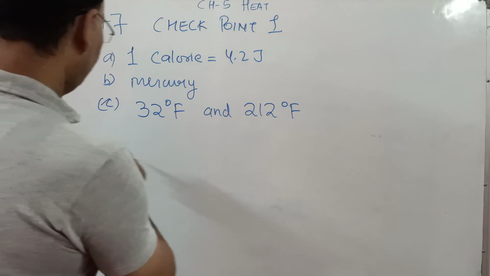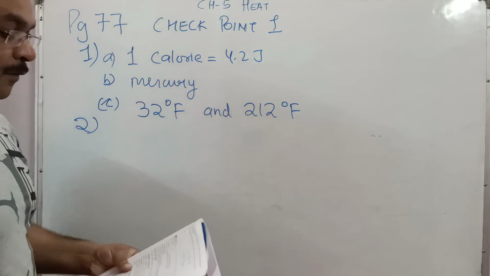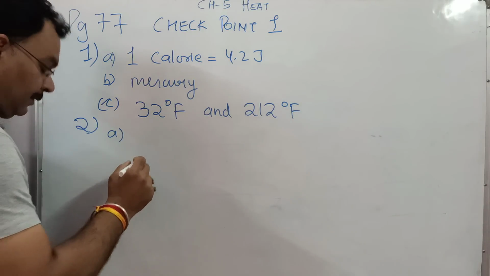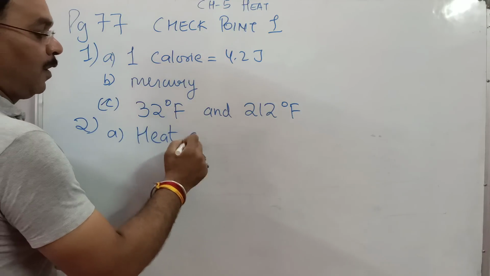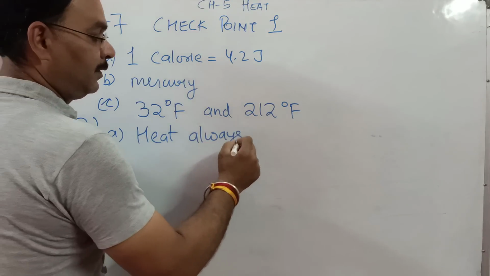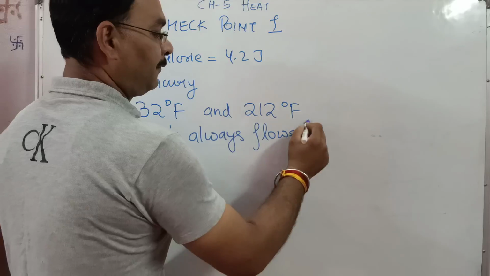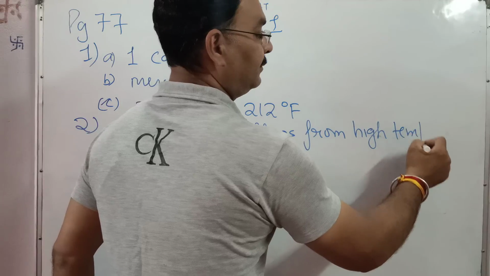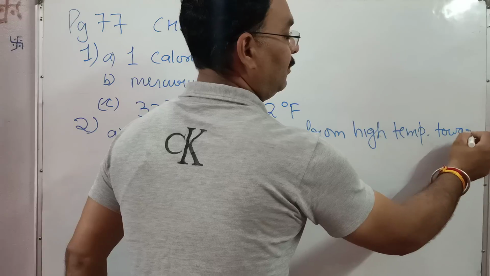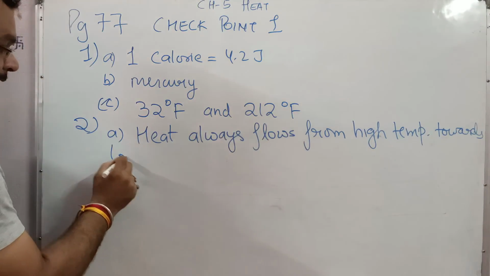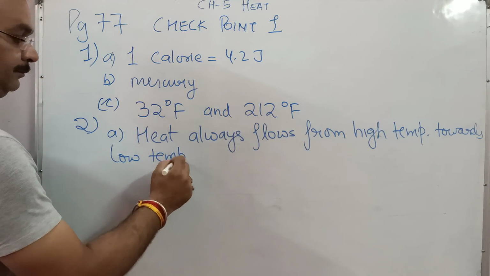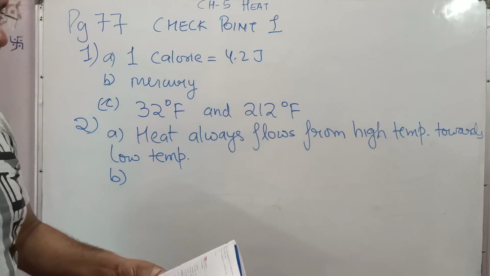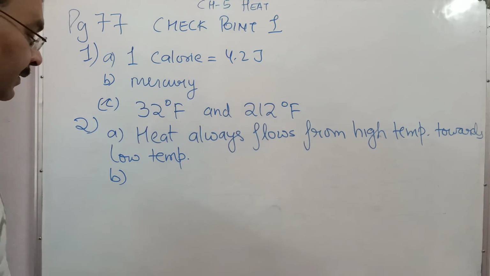Now question number 2. What is the direction of flow of heat? Heat always flows from high temperature towards low temperature. B part. Can heat energy be transformed into other forms of energy? Yes.